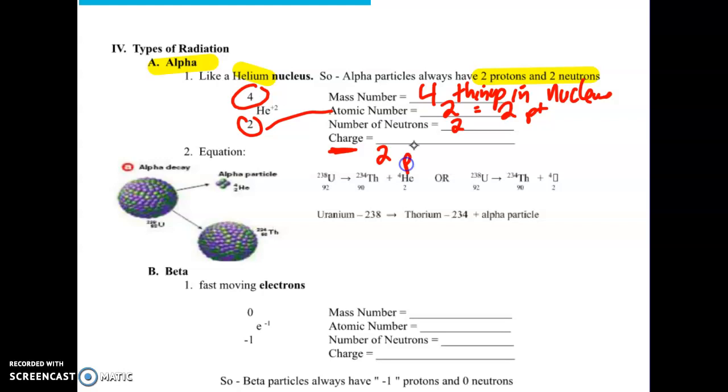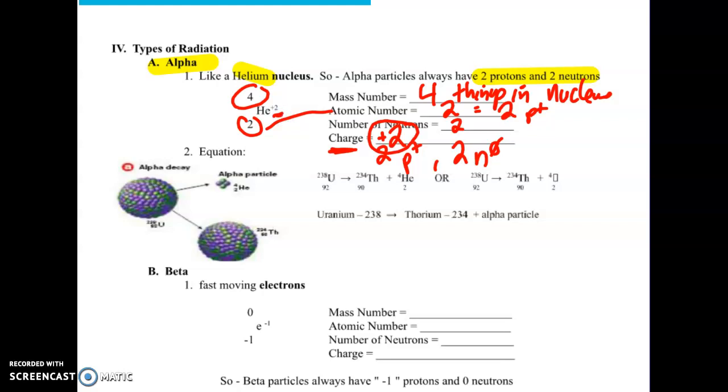Let's think about the charge. There are 2 positive protons, there are 2 neutrons with no charge, and there's no electrons. So if we do the positive 2 and 0, what net charge are we left with? A positive 2. So alpha particles have a net charge of positive 2. That's why this is written right there. So let's look at an example.